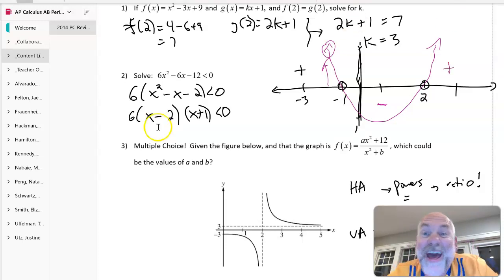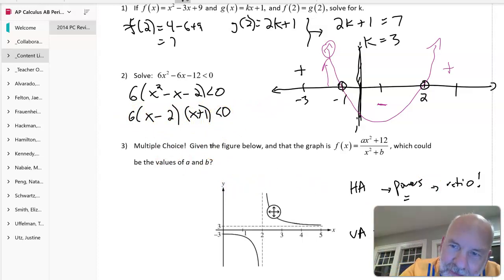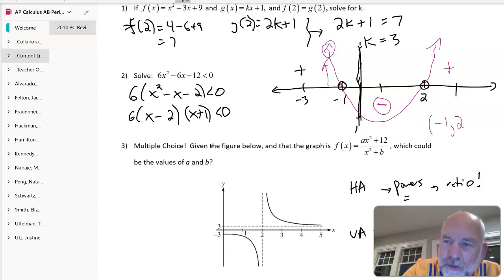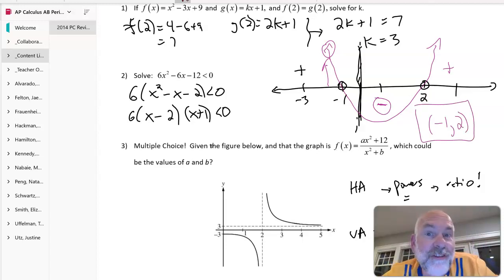Plug in a number, plug in 5, I don't know, plug in 10, whatever you want to, you're going to get a positive answer. We want when this product gives you an answer that's less than 0, so that's just in the region in between. And so the answer is everything from -1 to 2, not counting -1 and 2. I'm using interval notation there.